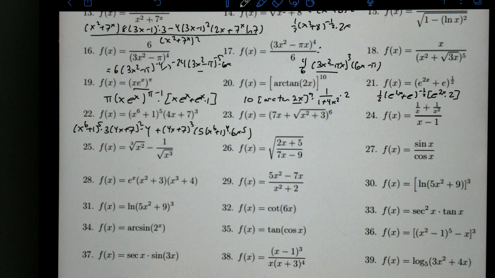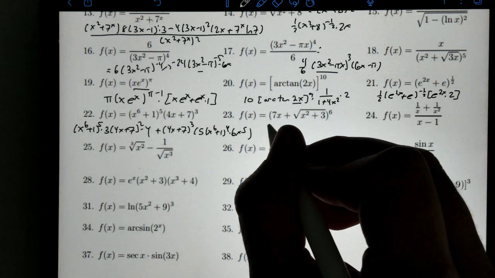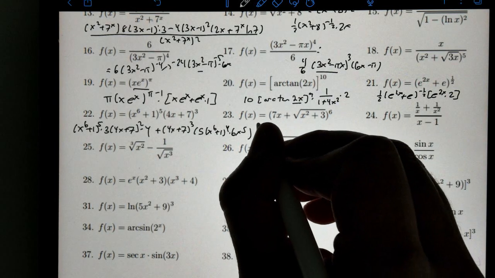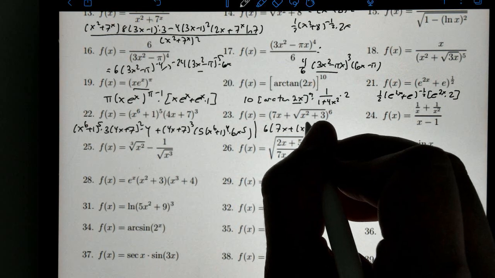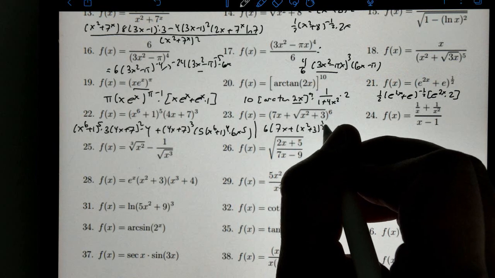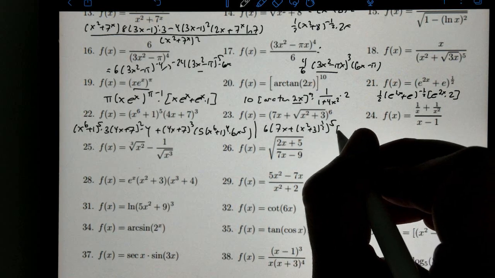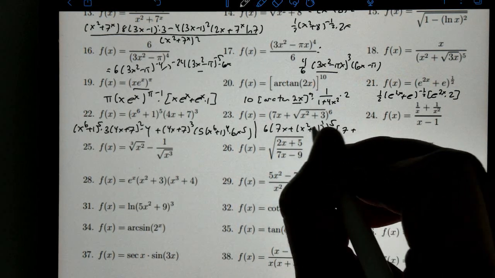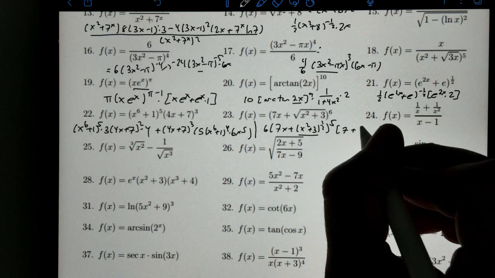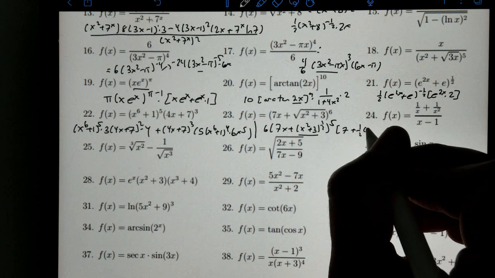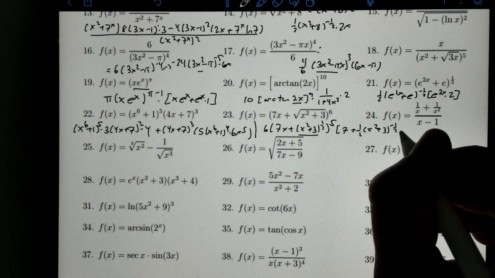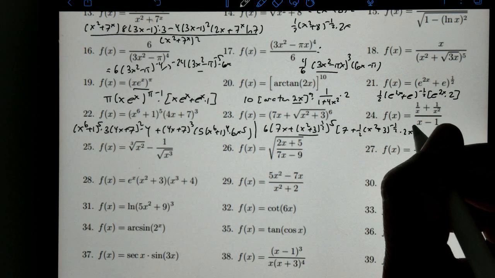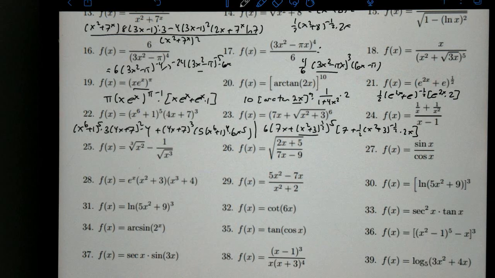All right, 23, let's go. Not too bad. 23, just chain rule within a chain rule, how would you like your chain rule? So we're going to get 7x plus the square root of x squared plus 3 to the 5th. Derivative of the inside, we get 7 plus here, we're going to get 1/2 x squared plus 3 to the negative 1/2 times 2x. There you go.